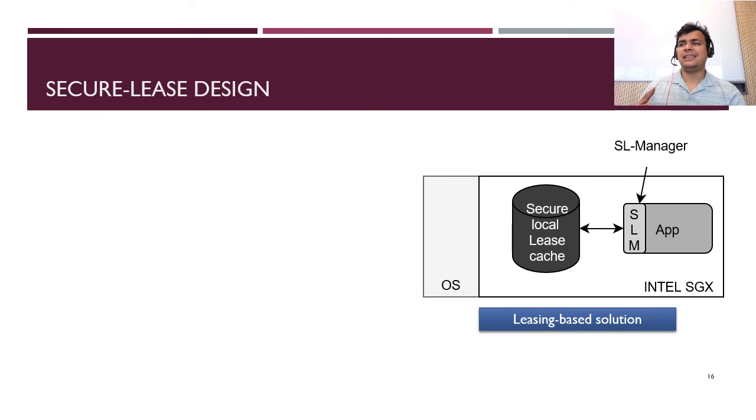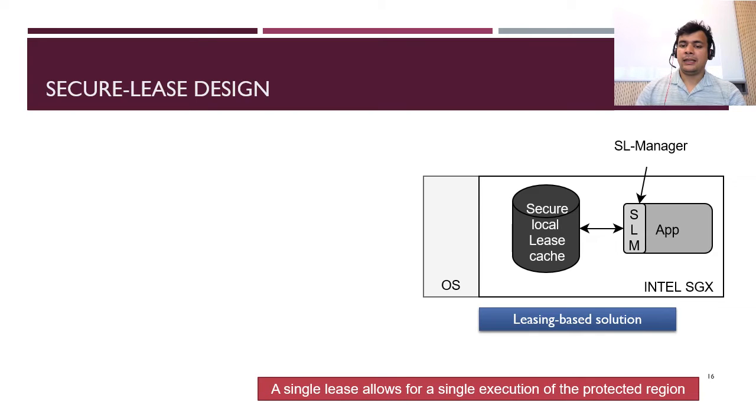A single lease is basically a single unit of token that allows one execution. So corresponding to a single key, there can be many leases. Suppose a key allows for 10,000 executions, then corresponding to that key, there can be 10,000 leases. So we maintain a local cache of these leases. This cache is populated by the secure remote server during the init phase, or once when the application is executed for the first time.